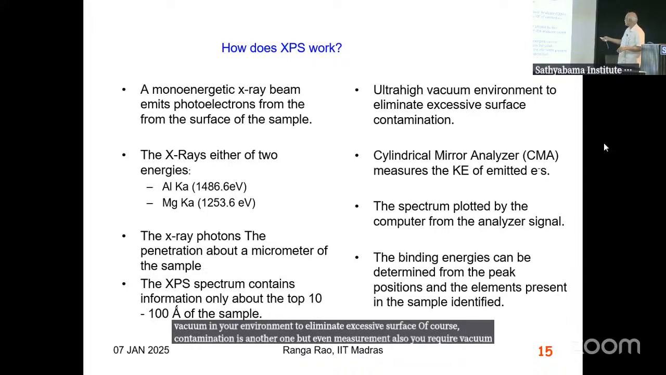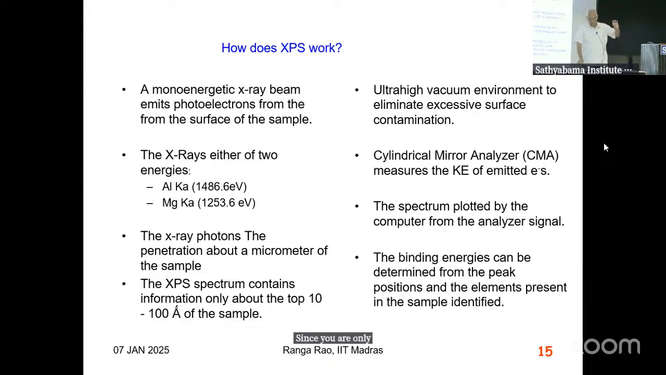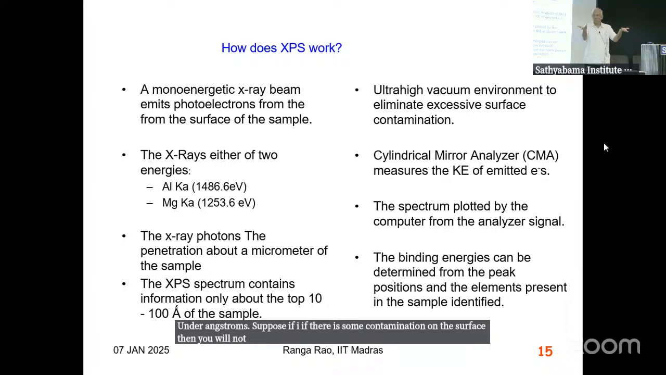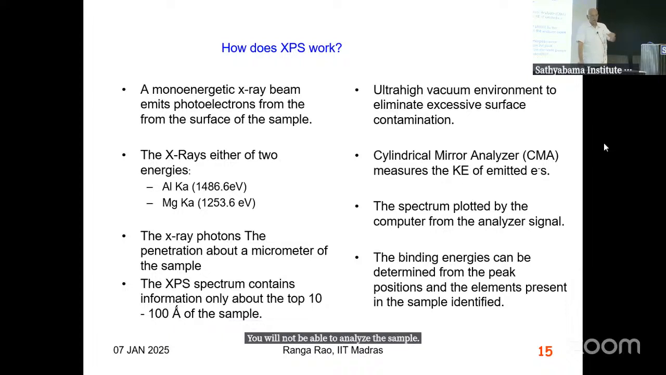The other one is surface contamination. Since you are only analyzing the surface to 100 angstroms, if there is some contamination on the surface, then you will not be able to see the sample properly. You will not be able to analyze the sample. You need to have a clean sample.